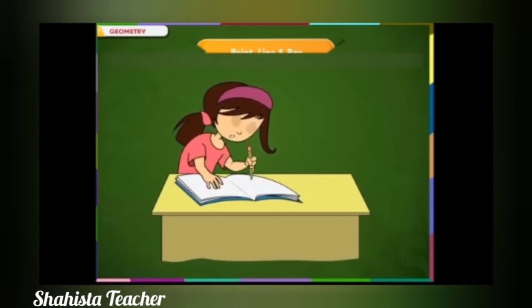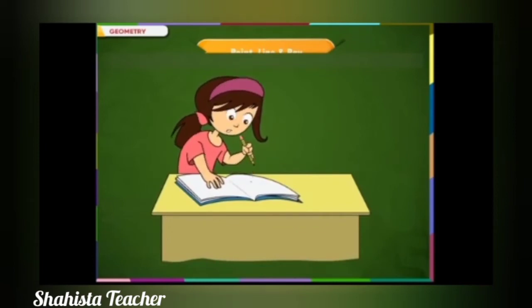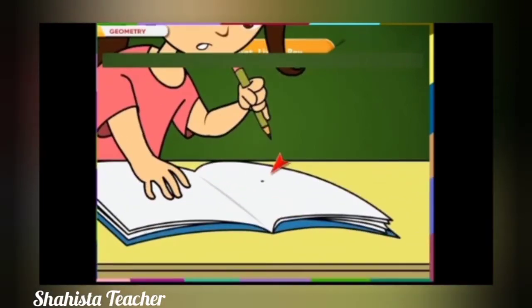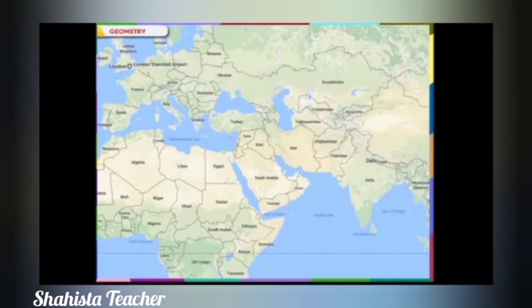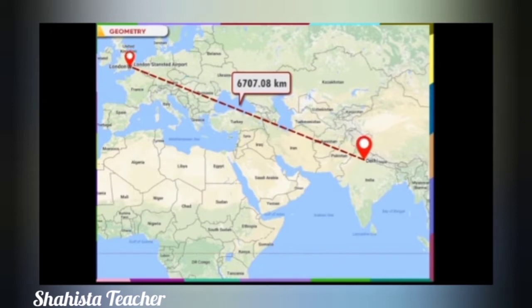Sneha wants to draw a line, so she puts a dot on a paper with a pencil. This dot gives us the idea of a point. Students, when we search for a place in a map, we see a red location marker. That point is placed in Google Maps as shown here. This point refers to the exact location of places. It is showing London and New Delhi.